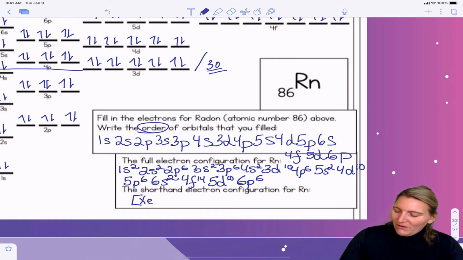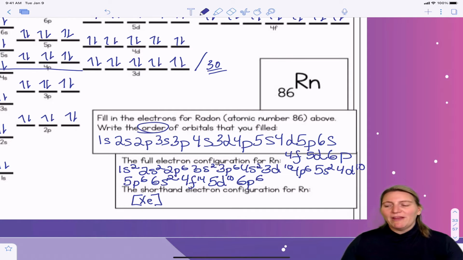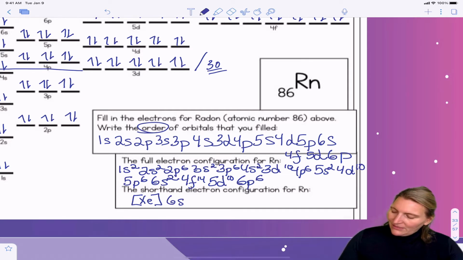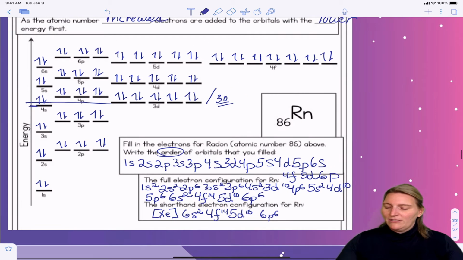Shorthand configuration is going to be really handy here. The noble gas that comes before radon, radon's also a noble gas, but the noble gas that comes before radon is xenon. And then we would say 6s2, 4f14, 5d10, 6p6. So what is the order?